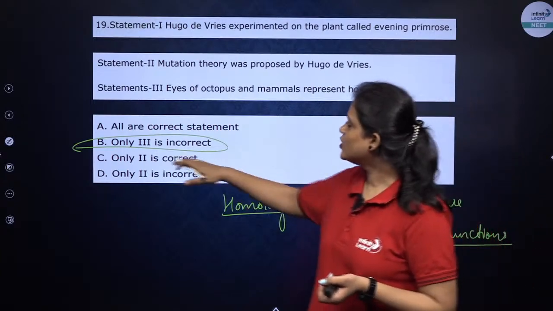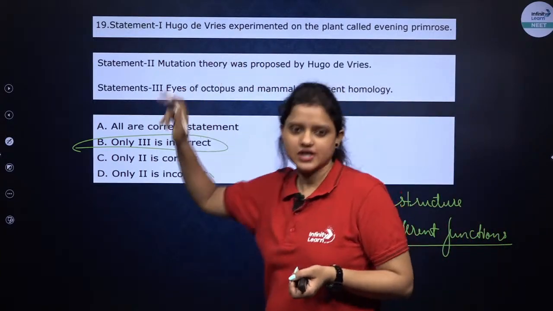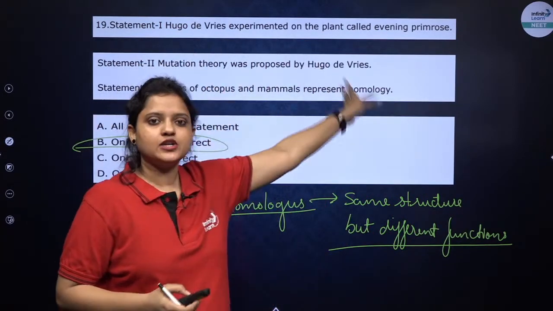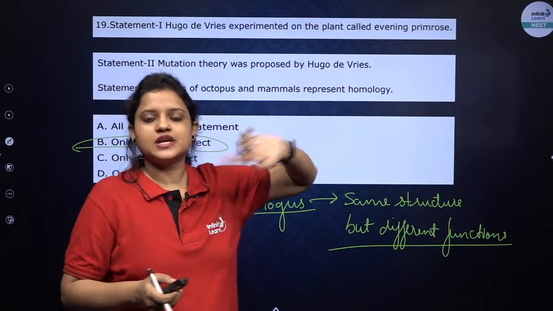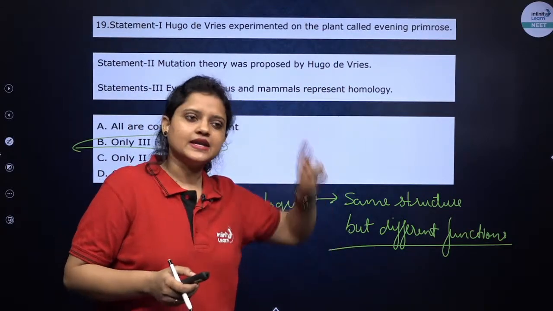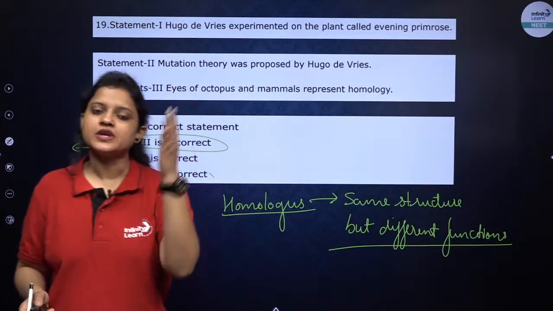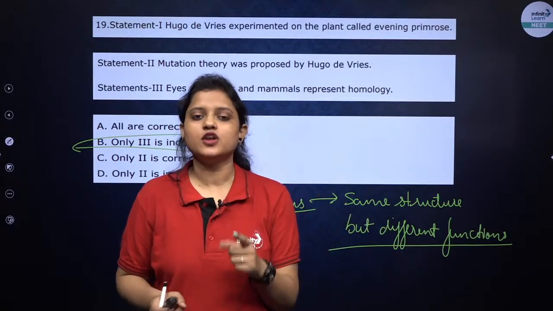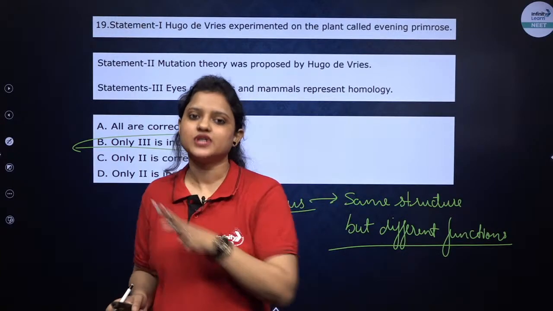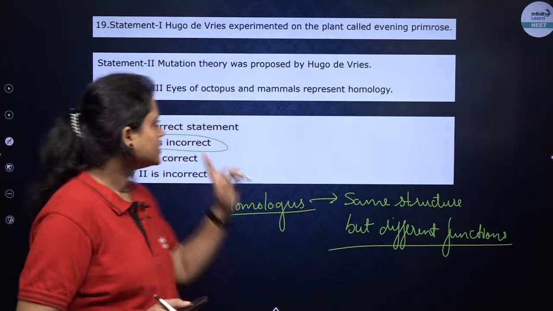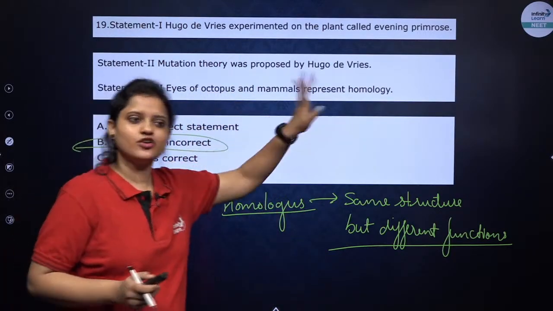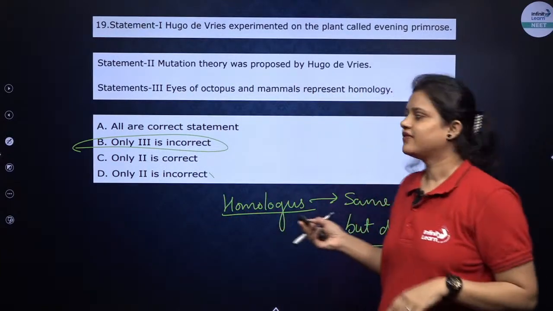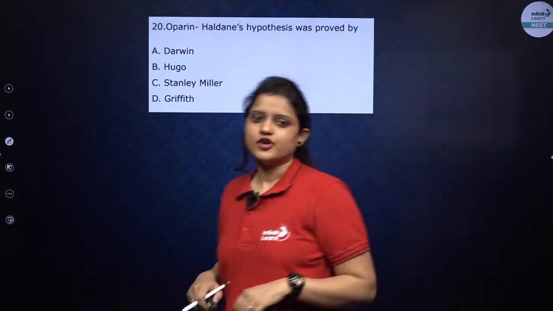Why would it be C? Only the 2nd is correct? The upper statement is also correct. The 1st statement is also correct. Hugo de Vries experimented on the plant evening primrose, also known as Oenothera lamarckiana, and he gave the mutational theory. He also gave the term saltation. According to him, evolution is a single step large mutation, that is saltation, right? So only the 3rd statement is wrong. Understood everyone? Pujita, W, Rishi, right? So the correct option here was B.